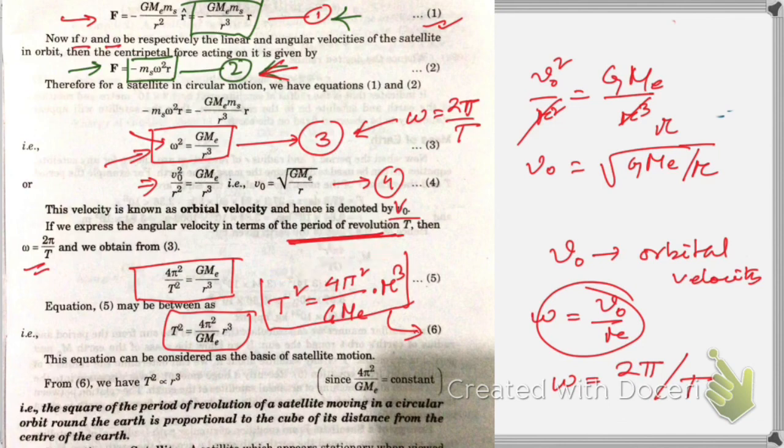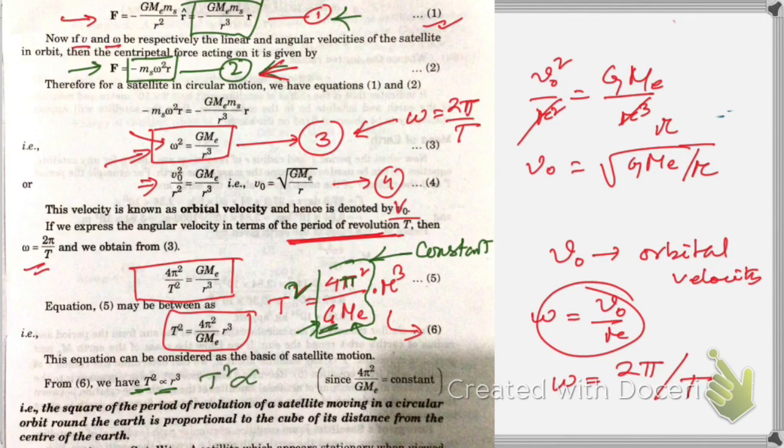From here you can see that this part, 4 pi square by capital G capital M_E, is constant. This part is constant because the mass of the earth is fixed, capital G is the universal gravitational constant, and pi and 4 are also constants. So from this relation you can clearly write that T square is directly proportional to r cube. That is what we needed to show. The square of the period of revolution of a satellite moving in a circular orbit around the earth is proportional to the cube of its distance from the center of the earth. That is what we needed to prove.